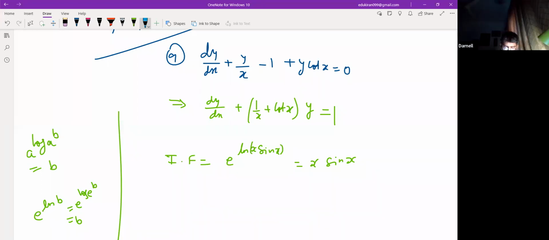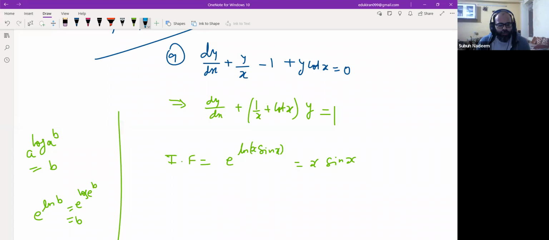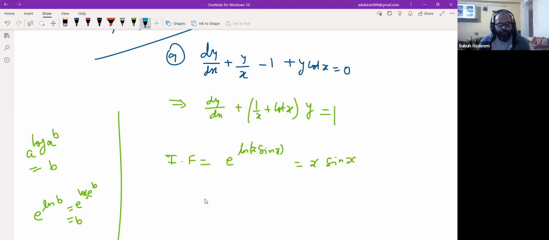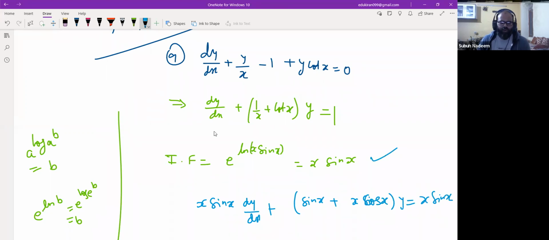Would you like to proceed? I'm not sure what to do after this. Okay. So when you multiply with x sin x, it will become x sin x dy by dx plus, this x will cancel, it will be sin x, and this will become x sin x into cos x by sin x, which will be cos x only, into y is equal to x sin x. So when you multiply x sin x on both the sides to each of the terms, you will get this. Can you understand this part?